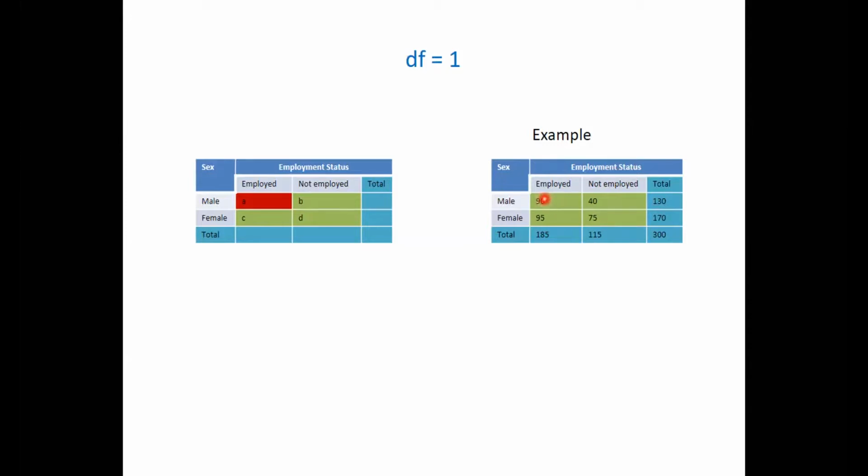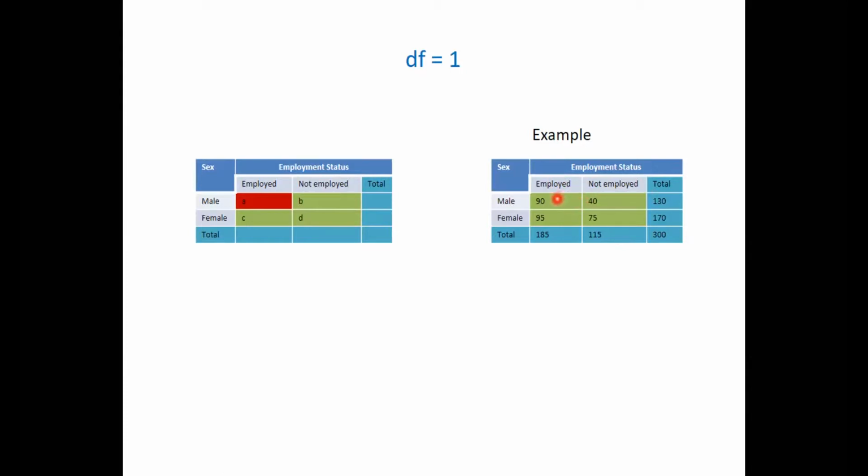Just like in a word problem, they say you are dealing with 300 people, of which 130 are male, 170 are female, 185 are employed, 115 are not. If they say 130 are male, you know that 170 are female. Then if they say 185 are employed, the remaining are not employed. They now say that 90 males are employed, finish. You automatically know that you remove this from one.